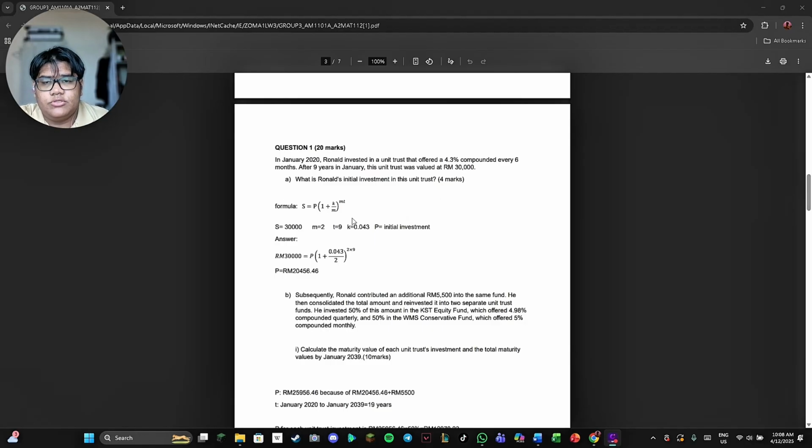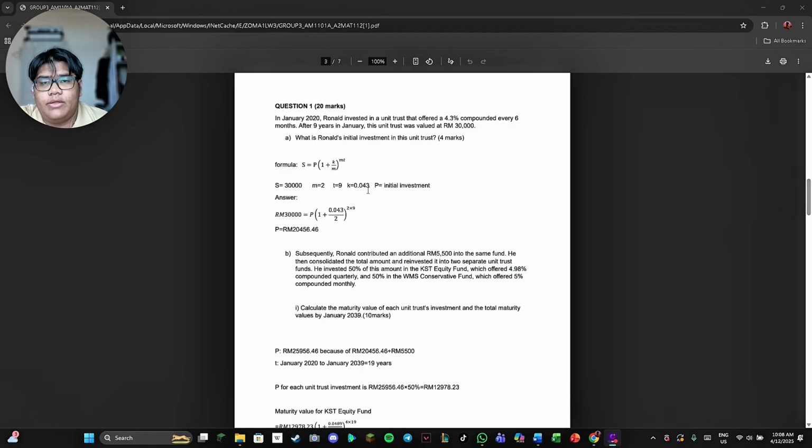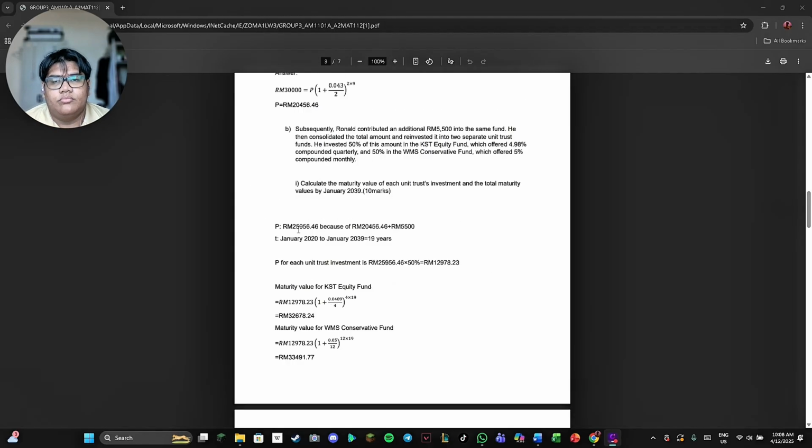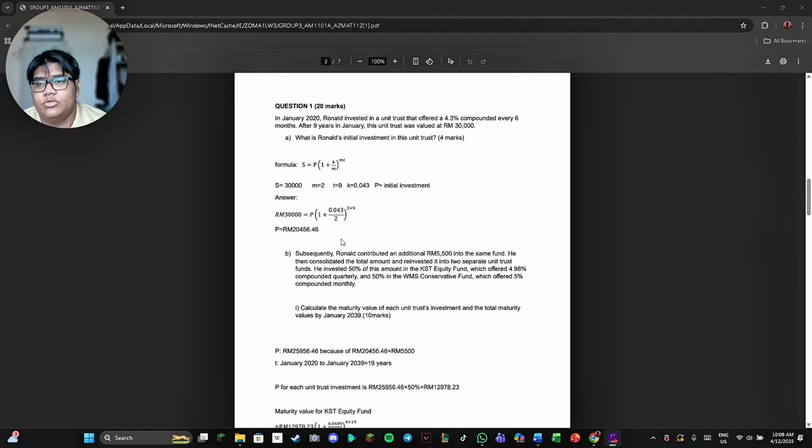If you want to do this, you need to use the formula S equals P, open bracket, 1 plus K over M, close bracket, power MT. Then you put S equal to 30,000, M equal to 2, T equal to 9, K equal to 0.043, and P is the initial investment. You put all of this information into the formula and you will get the answer, P equals 20,456 ringgit 46 cents, by using the SOLVE method on your calculator.